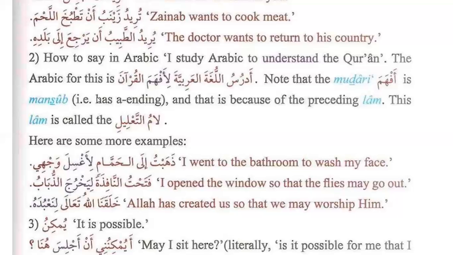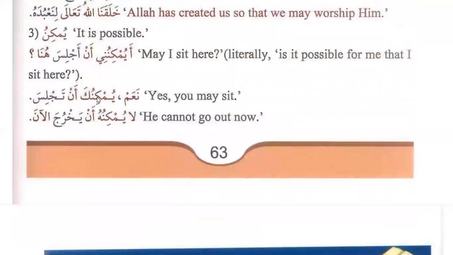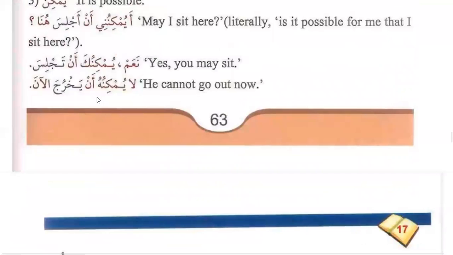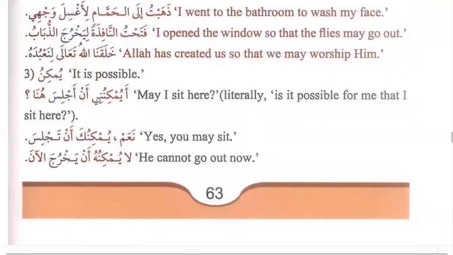What did you learn in this point? That the lam added to the verb, to give the meaning of to, is known as lam at-ta'lil, and the verb following it is mansub. Next we have the word yumkinu. Here you will learn the meaning of yumkinu, which is it is possible.